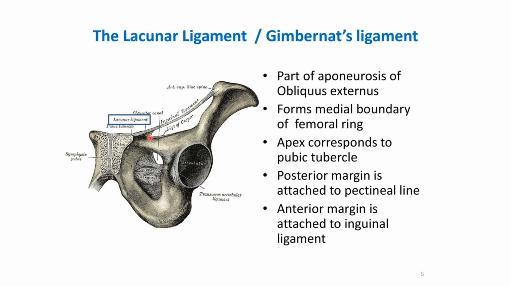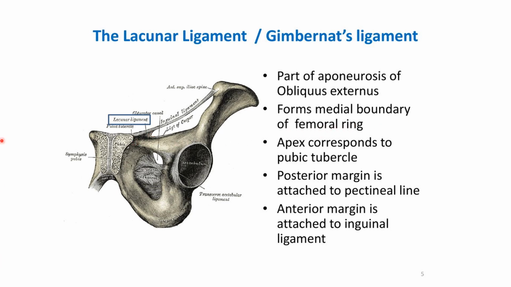Basically this lacunar ligament is a triangular shaped downward extension from the medial end of the inguinal ligament, and this triangle has an apex and a base. The apex is attached to the pubic tubercle and the base is directed laterally. If you remember from first year lower limb anatomy, this base of the lacunar ligament forms the medial boundary of the femoral ring.